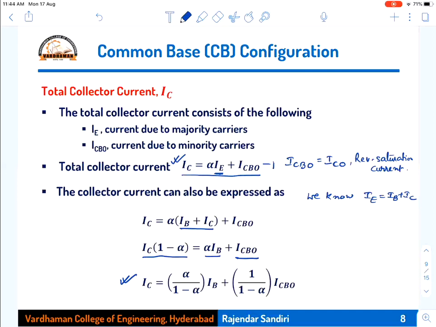This is one expression for collector current in terms of emitter current. This is another equation for collector current in terms of base current. Okay, so these two are the alternate expressions: collector current in terms of emitter current, collector current in terms of base current. So this is about the output current expression for common base configuration.